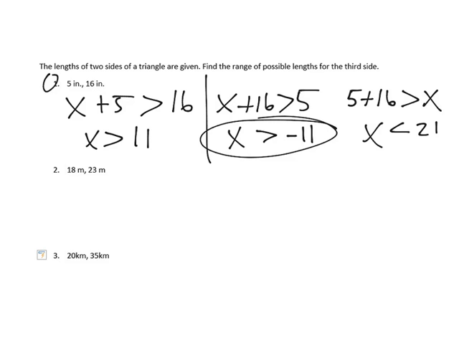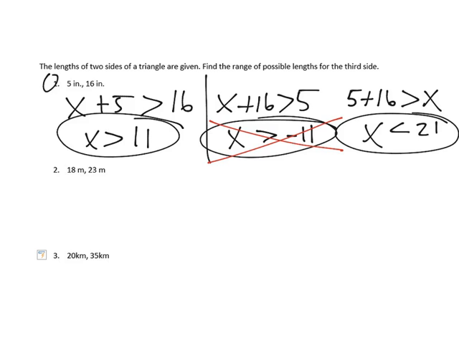Now, this statement right here does us no good because lengths cannot be negative. So that one doesn't help. That's totally fine though, because all I really need is this guy and this guy. And here's how I would make my inequality. X is going to be greater than 11, but less than 21.